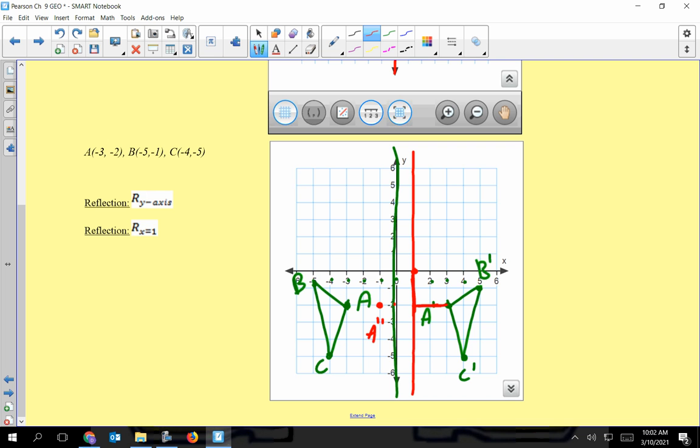B right here is 4 away, so I go 4 to the other side. There's B double prime. And C is 3 away, so I go 3 to the other side. C double prime, and you can draw your triangle. It ends up getting close to where it started, but not quite. Hopefully that was pretty good for you. Reflection is really not that hard. Just drawing a picture, but you probably need to make sure you get some graph paper. It's much easier to do with graph paper.